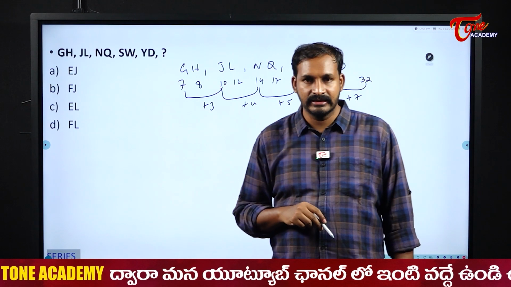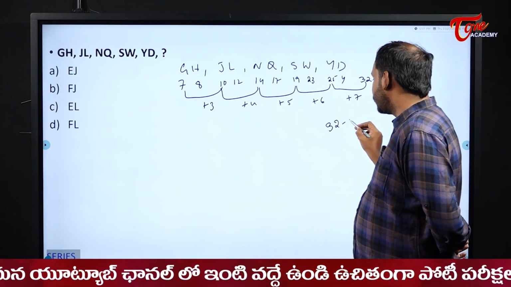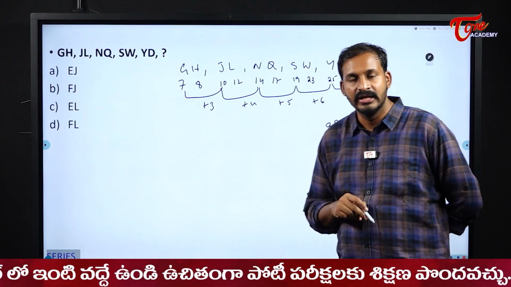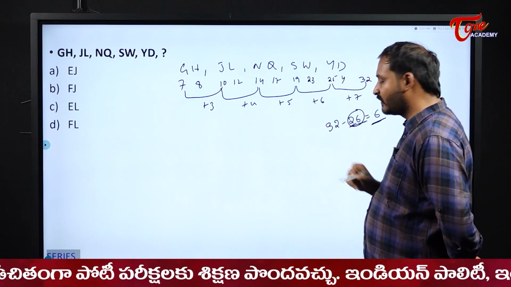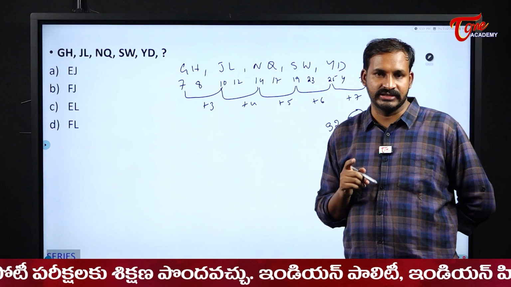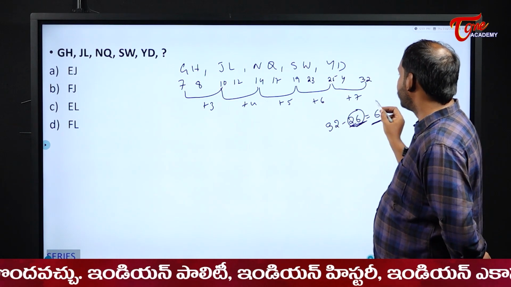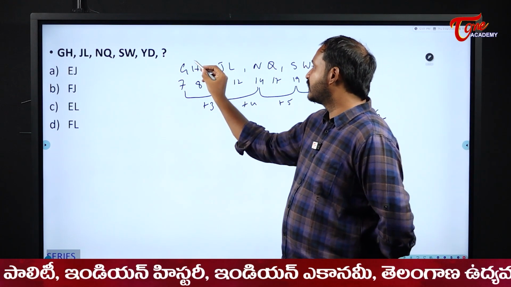How will you find the 32nd alphabet? 32 minus 26 is equal to 6. Why are we subtracting only 26? Because in total we have 26 alphabets. That is the reason I am subtracting 26. Please do watch that first video, students. Why we are doing this, you will understand it there. So what is the 6th alphabet? F.